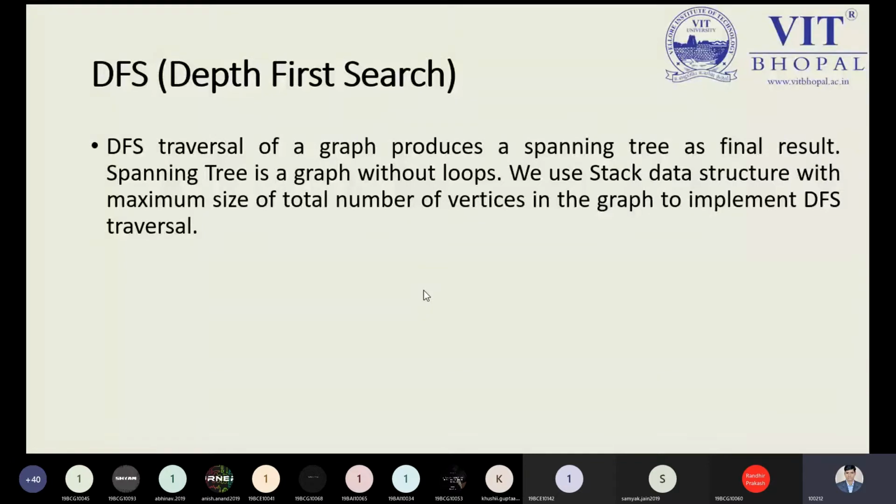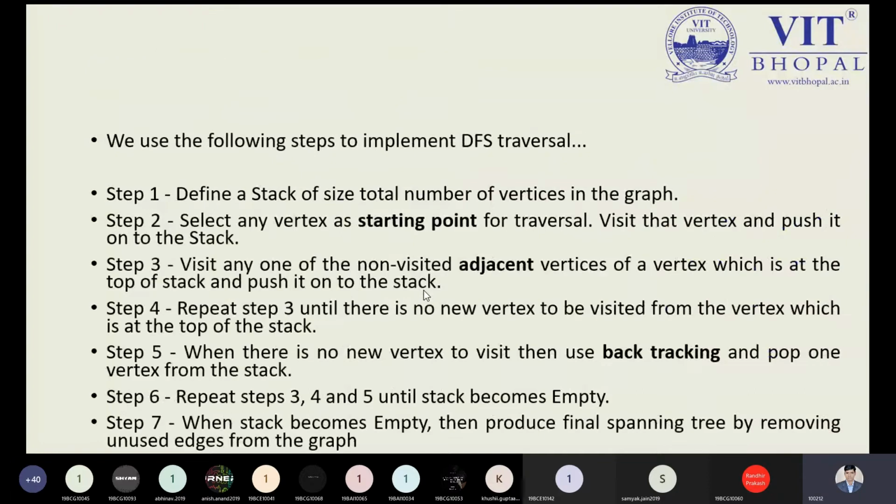Okay, now I'm jumping to the algorithm part. The algorithm is very easy. You can understand it step by step, and why each algorithmic step exists. What is the first step? First step, define a stack of size equal to the total number of vertices in a graph. Suppose in a graph we have 5 vertices, so the size of the stack will be 5.